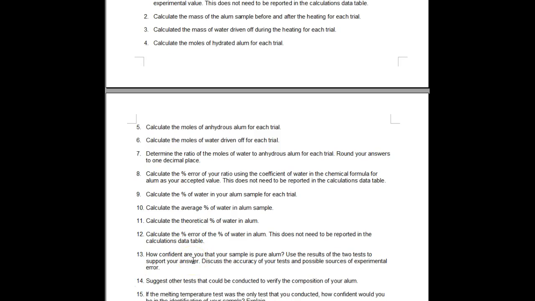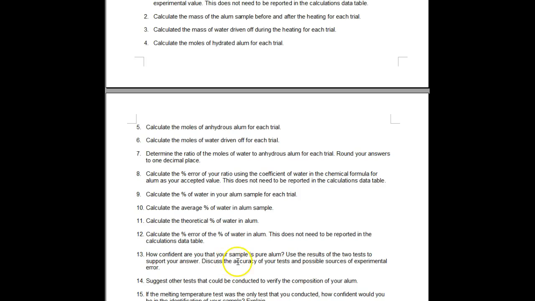Number 13, how confident are you that your sample is pure alum? So what did your percent error data tell you? How close were you? Typically, if you're under 10% error, then you can feel fairly confident that what you got was accurate. If your percent error is like 10 to 15, I'd say you're probably fairly confident. If you start getting much over 15, you really can't be super confident of how close your alum sample was to being pure alum. So when I'm talking about discussing the accuracy, I'm asking you to discuss the percent error calculations.